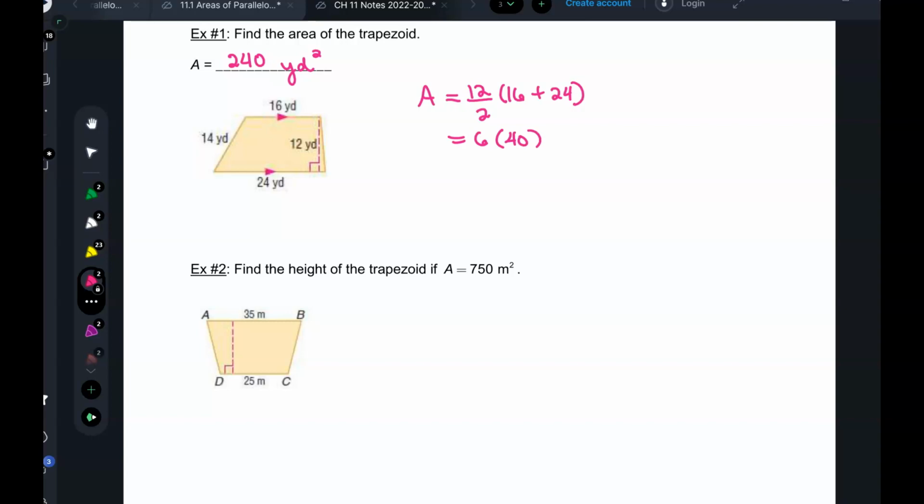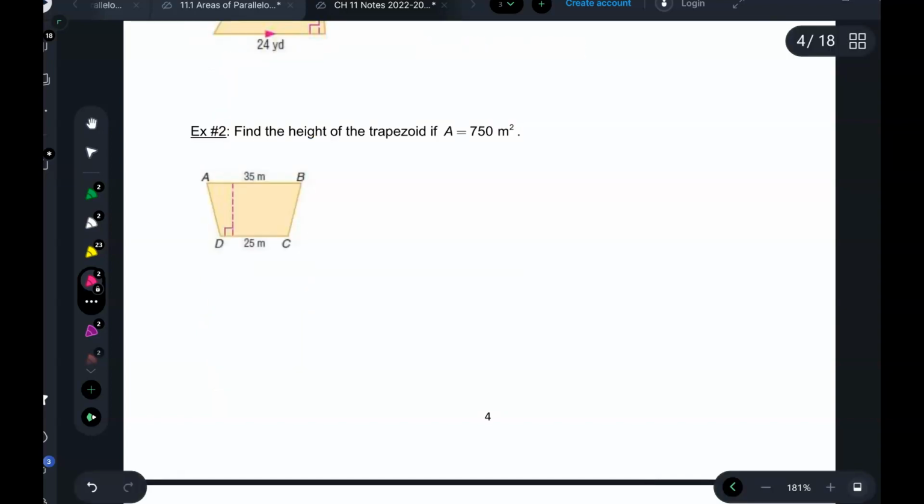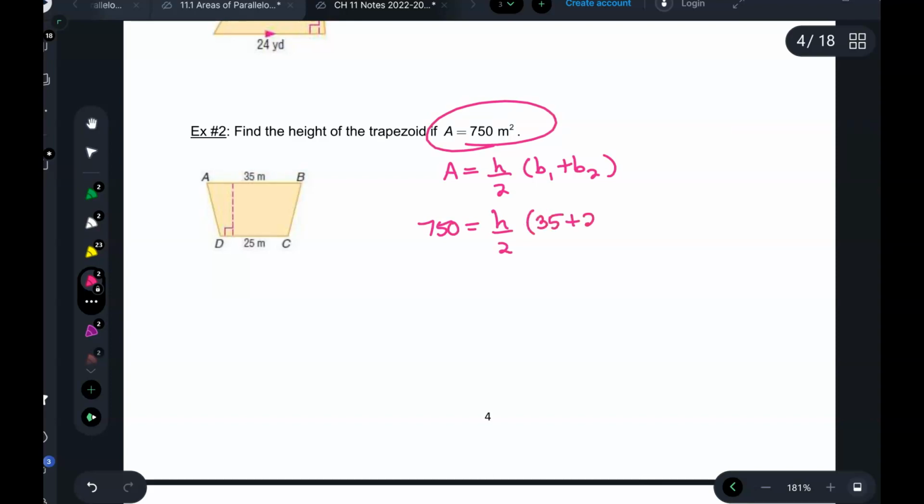Now, what if... Okay, so h over 2 times base 1 plus base 2. This time we know the area. We're looking for the height. And we have base 1, base 2. Doesn't matter which one's which.